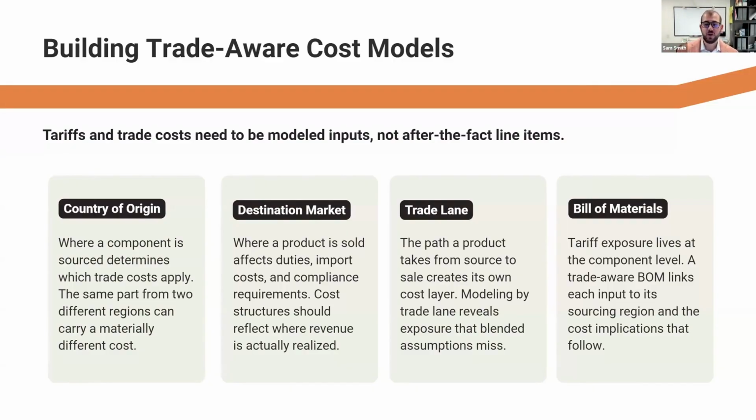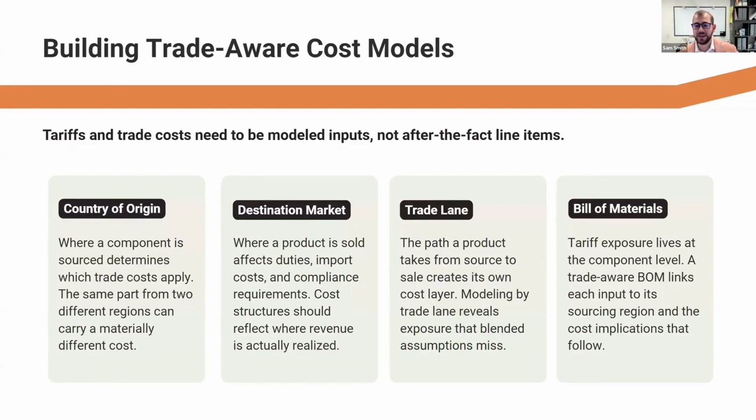Now, the third is the trade lane. The path a product takes from source to sale creates its own cost layer. When we model by trade lane, we surface exposure that blended assumptions tend to hide. We should also note that the shipping method affects more than just the freight line item itself. Insurance rates, packaging requirements, inventory carrying cost, customs and duty and processing fees all shift depending on whether something moves by air, sea, or ground. And a model that only captures the freight rate is leaving other real cost elements on the table.